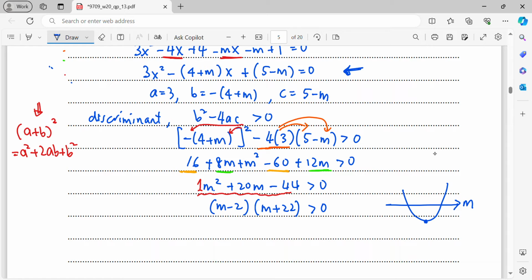Now, when I let m minus 2 be 0, my m is 2. When I let m plus 22 be 0, my m is negative 22. So here is 2, and this is negative 22.